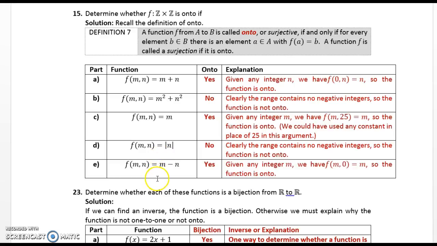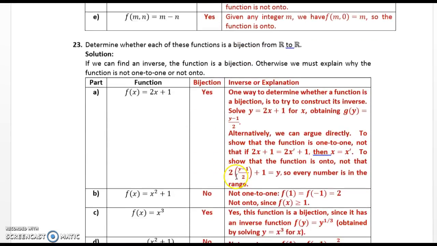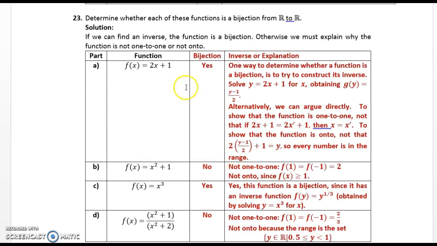f of m, n is the difference m minus n. Yes, given any integer m, we have f of m, 0 equal m, so the function is onto. Determine whether each of these functions is a bijection from the reals to the reals. Solution. If we can find an inverse, the function is a bijection. Otherwise, we must explain why the function is not one-to-one or not onto.